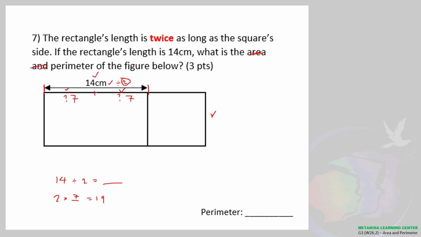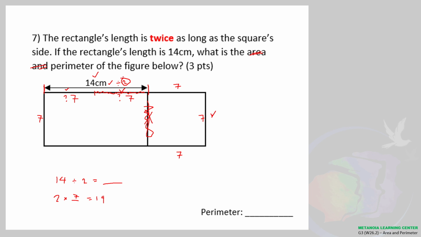And since each unit is equivalent to one side of the square, each side of the square is also equivalent to 7. And of course, this other opposite side of the figure is also 7. Okay, so with the given details ngayon, you'll be able to solve for the perimeter of the figure. And by the way, just to note, you are not supposed to include this side.